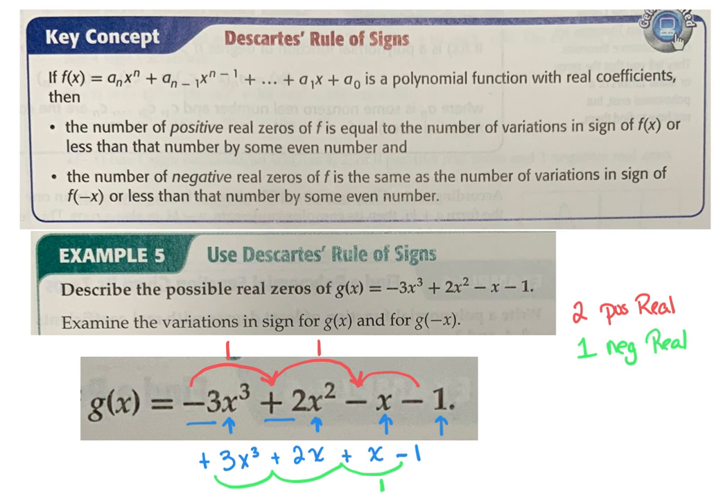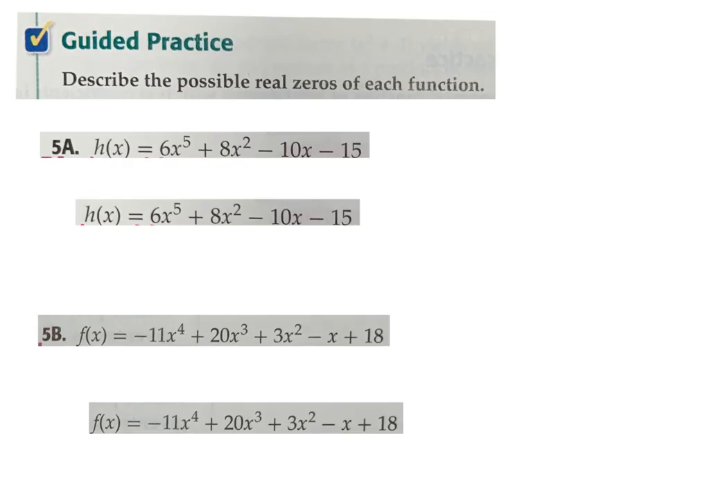It's literally just counting. You're counting how many sign changes you have, given the function the way it is, and given if you replaced all your x's with negatives, okay? That's all you're doing with Descartes' rule of signs. You are just counting them up and saying, here's my possible positive, here's my possible negative. All right? Let's try one, and then we're going to do some factoring here.